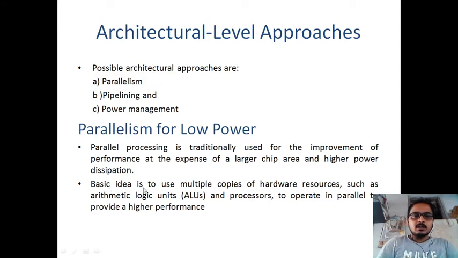The basic idea is to use multiple copies of hardware resources. In parallelism, we use multiple copies of hardware resources, like ALUs and processors, operating in parallel to provide high performance.